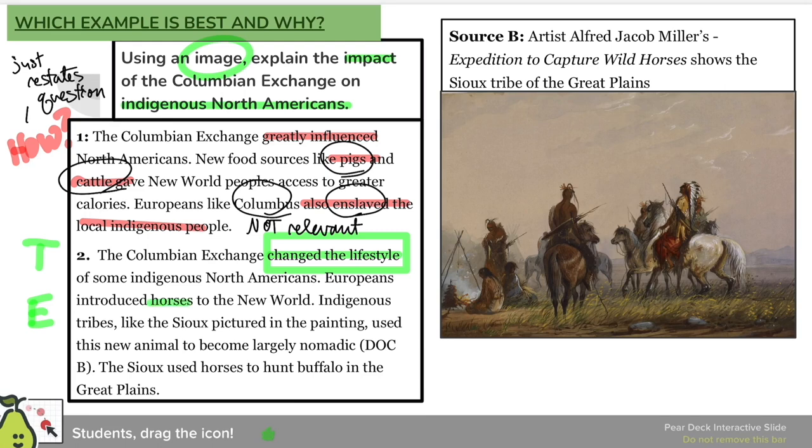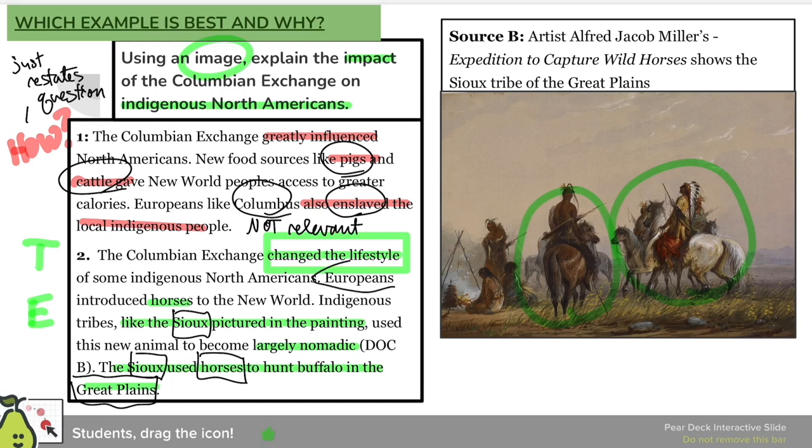Europeans introduced horses to the New World. So Columbian Exchange, from old to new, Europeans bring over horses. Horses are depicted in this image. Indigenous tribes, like the Sioux pictured in the painting, using the image, used this new animal to become largely nomadic. The Sioux used horses to hunt buffalo in the Great Plains. Now, some of these words they have taken from the source, like Sioux and Great Plains and horses. But a lot of this information comes from beyond the document. The painting doesn't tell us that horses came from the old world to the new.